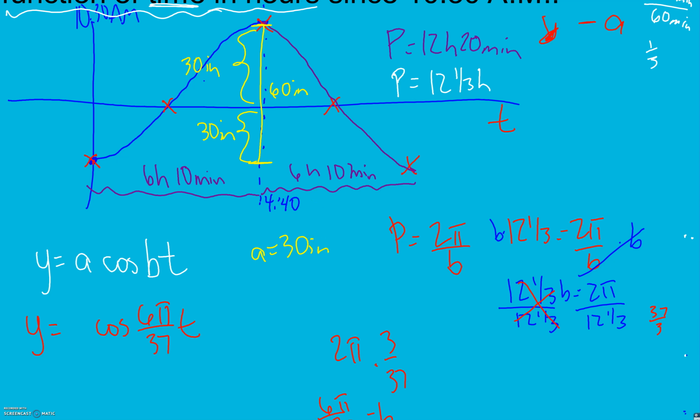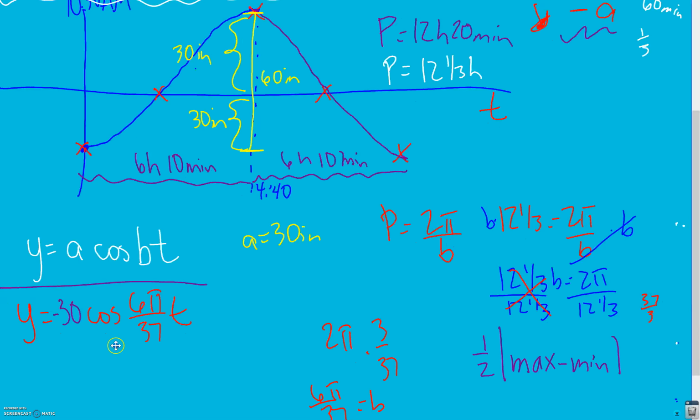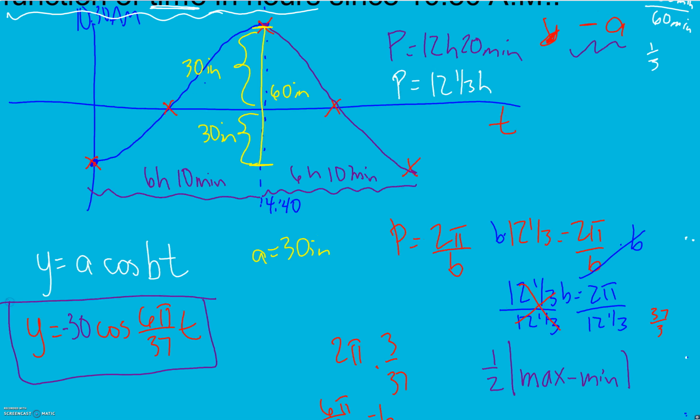As far as finding amplitude goes, guys, if you're not sure, you can always take half the absolute value of the difference in our maximum and our minimum. So maximum minus minimum, and half it. Here we know that the difference between our maximum and our minimum is 60. Cut it in half because we want just how far away it is from that midline. So again, remember that our A is 30, but we also know that it's negative. So we have a negative 30. And there is our equation.